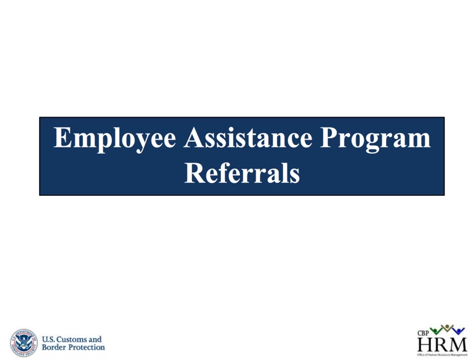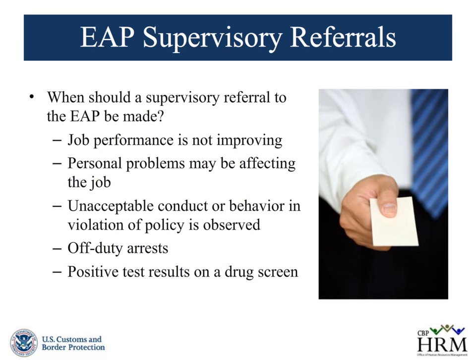In the next section of our training, we'll take a more detailed look at how supervisors can properly make formal referrals to the EAP when employees' job performance or conduct has become problematic, and how to identify a troubled employee. At the beginning of the training, we spoke about the different types of referrals to the EAP: the self-referral, the informal referral, and the formal referral. In this portion of our training, we'll talk in detail about making formal referrals.